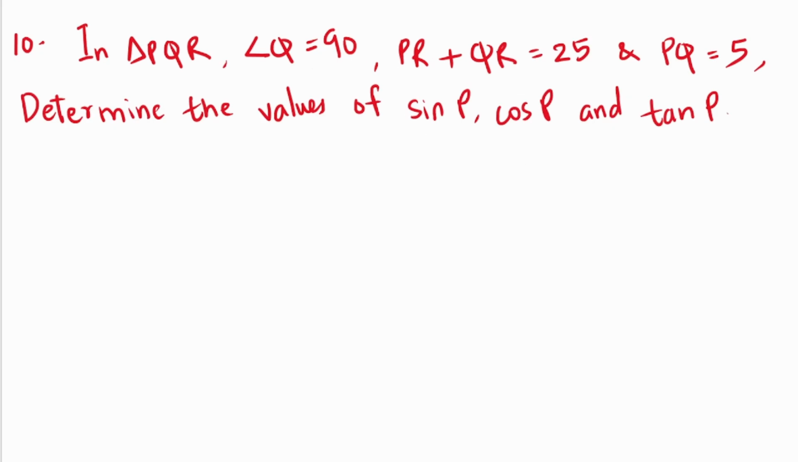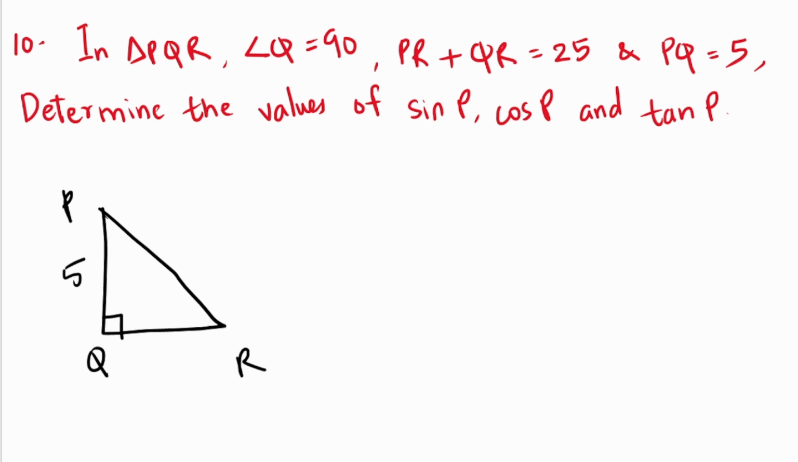We have also done a question similar to this in the examples. Now, when you see a trigonometry question, it is nothing but just drawing a triangle first. Here the 90 degrees is given at Q, so we'll write this as Q. And this is P and R. And PQ is given already in the question. Now they have given PR plus QR equals 25.